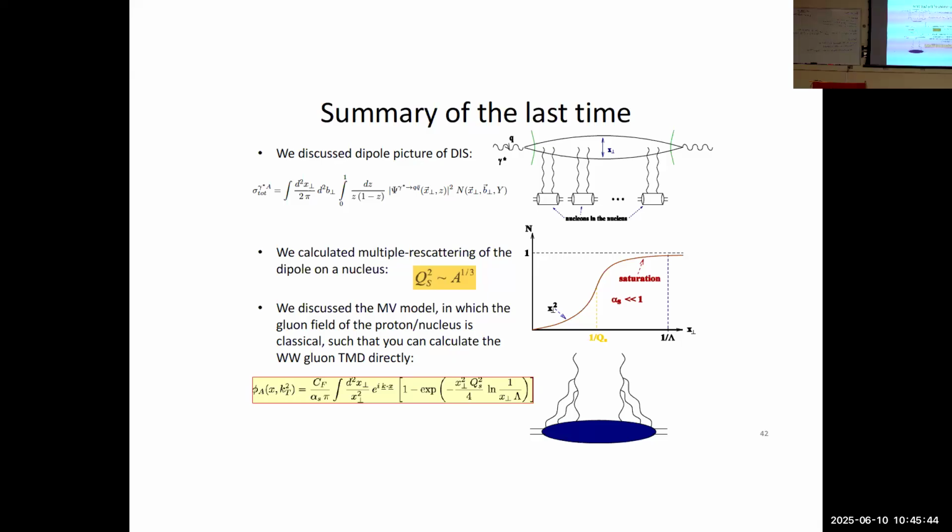And the question is, when does the amplitude get strong? When does it become of order 1?